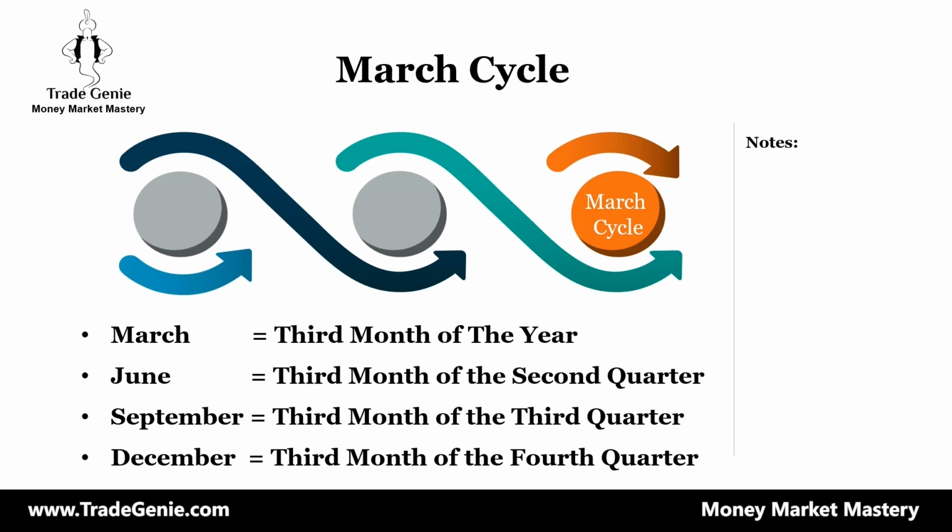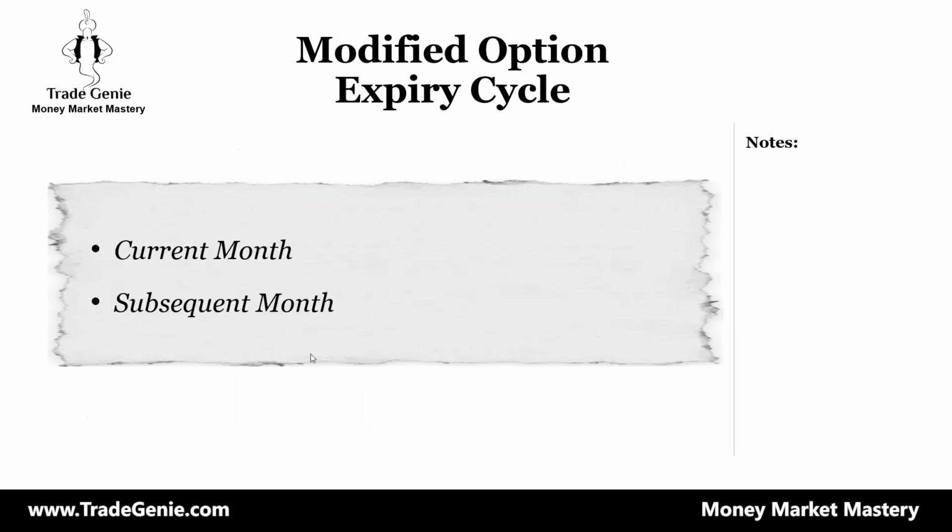So what happened today is December. We are in the December month, so we will see December, right? Because let's say the stock is assigned to the March cycle, so we would see December, and we will see March, June, and September. Then you say, hey, wait a minute, what happened to January and February? Where did they go? So there's a rule. They call it the modified option expiry cycle.